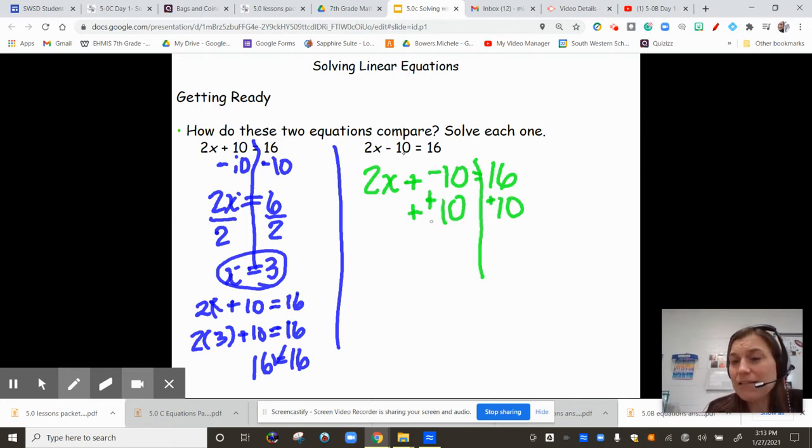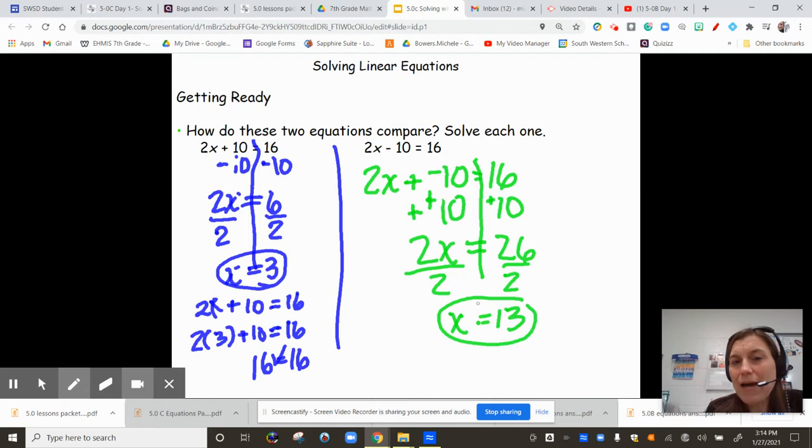Negative 10 and positive 10 is 0. It's gone. So I'm just left with 2x on the left. And on the right, I have 16 plus 10 this time, not subtract. I'm adding 10, and I get 26. So now, again, I divide by the coefficient, divide by 2, and I get x equals 13. And that makes sense because in order for me to have something and then take away 10 and still be left with 16, I must have had more to start with than I did over here.